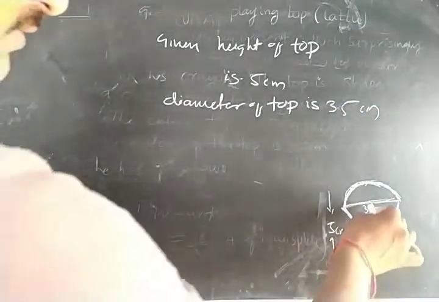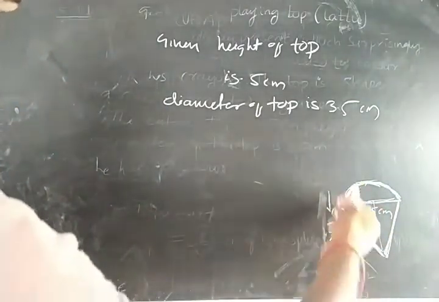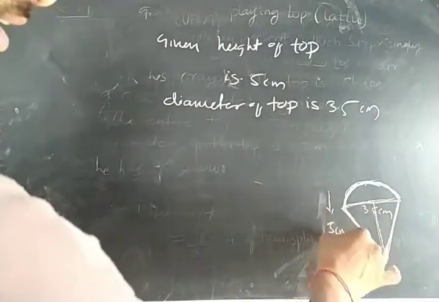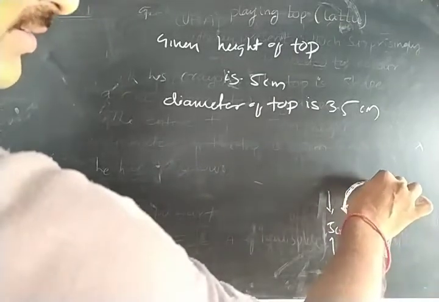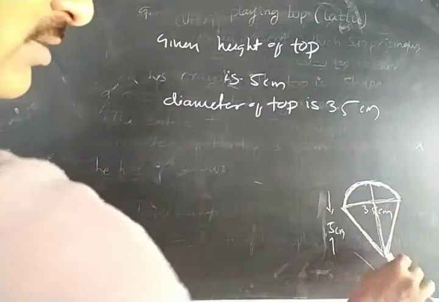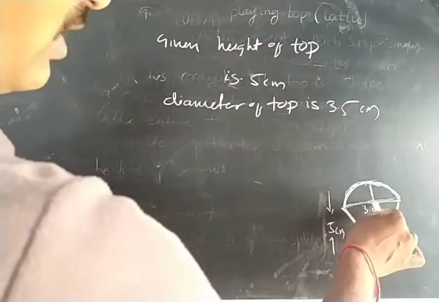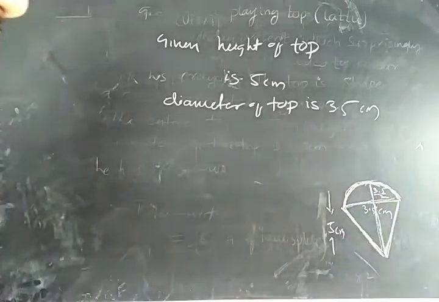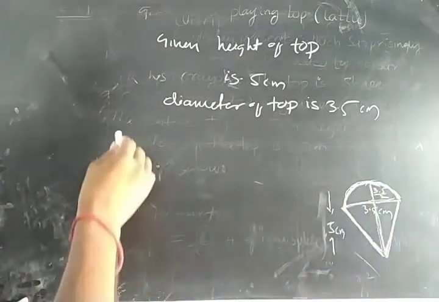Right. I need the height of the cone here. The height of the cone and the height of the playing top are different. By adding the radius of the hemisphere and the height of the cone, you will get the total lattu height. Okay. So what is the radius? If you have the diameter, what is the radius? 3.5 by 2. So if you subtract 3.5 by 2 from 5 centimeters, you will get the cone height, right?